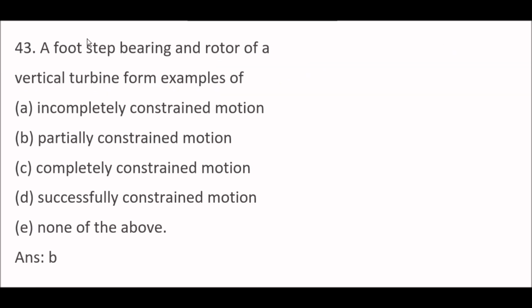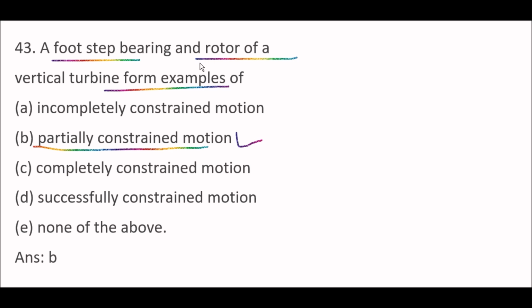Okay. Next question. A footstep bearing and rotor of a vertical turbine form examples of option A incompletely constrained motion, option B partially constrained motion, option C completely constrained motion, option D successfully constrained motion, option E none of the above. And here right answer is option B partially constrained motion. Okay. A footstep bearing and rotor of a vertical turbine form example of partially constrained motion.